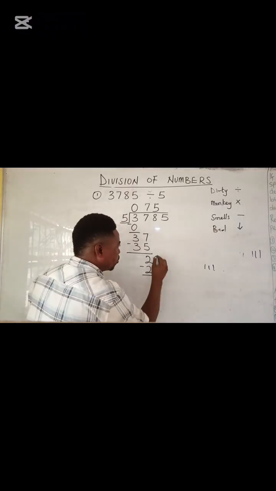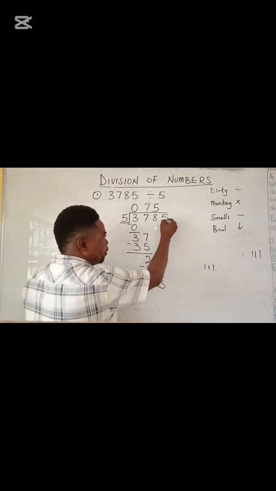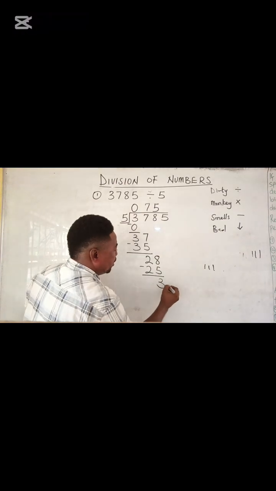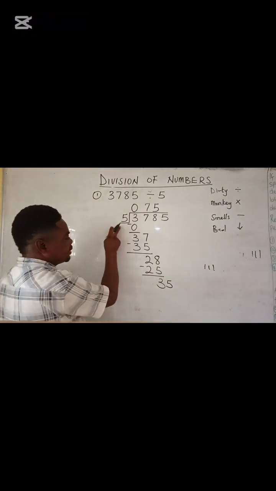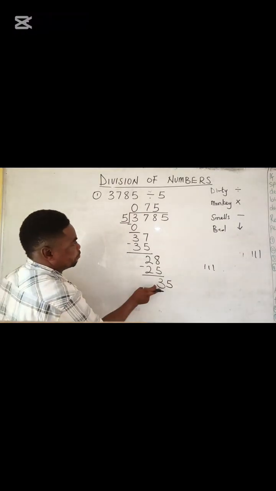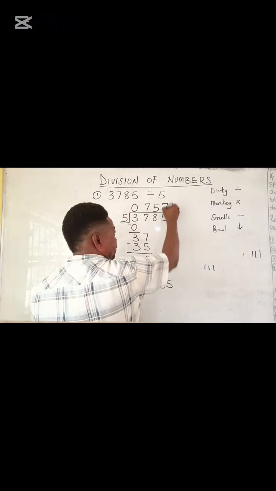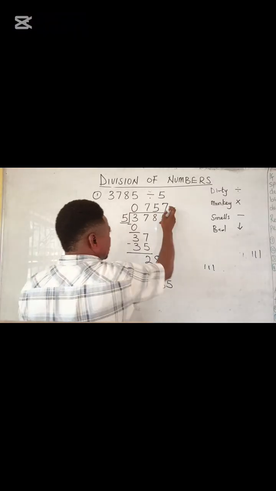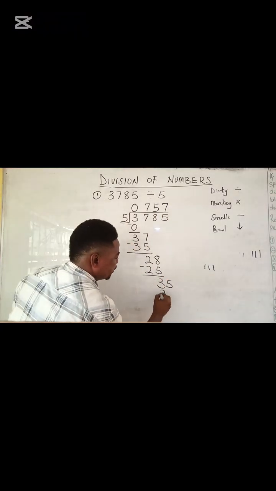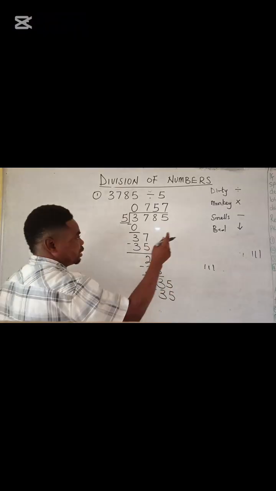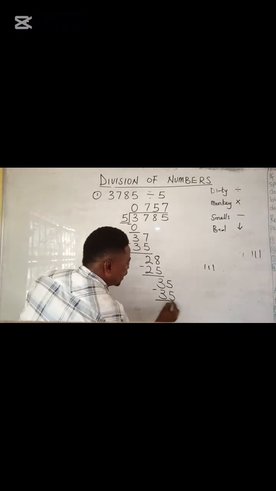When you subtract, you get your 3. Then bring down the 5 here. So this gives you what? 35. 35 divided by 5. That will give you 7. If you count it very well, then you multiply it. It gives you 35. After multiplication, we subtract. When you subtract it, you get your what?